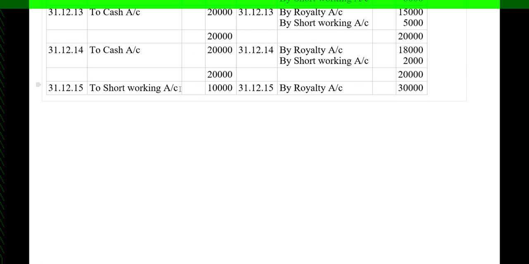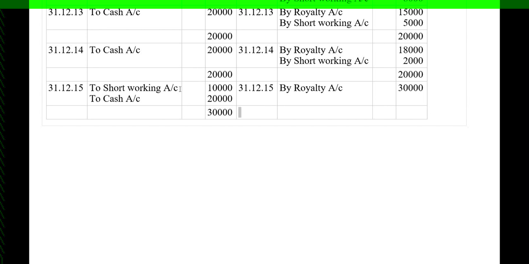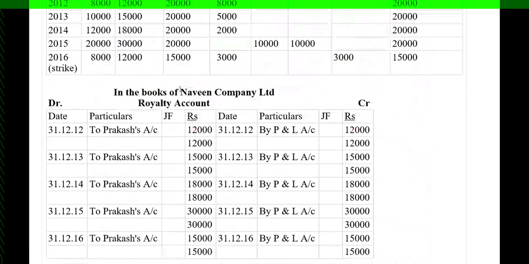Then the balance is paid to the landlord here. So when it is paid here, Prakash account debit to cash account. So that comes to 20,000. So the total of this will be here 30,000. So here also 30,000. So now let us go for the last year. That is on 31st 12 2016.